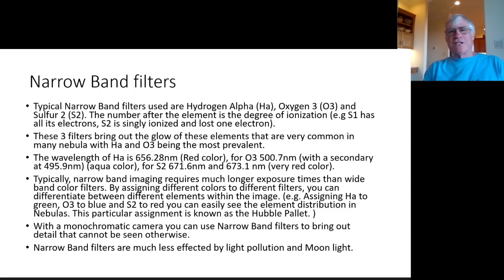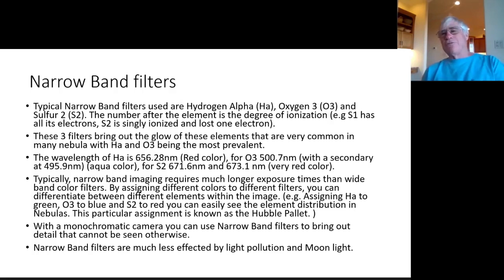And the frequencies of these things, like on the slide set, you've got 656.28 nanometers is the main frequency of the hydrogen alpha. That's a real red color. Oxygen III, there's actually a couple of bands there. One's at 500.7 nanometers, the other's at 495.9. That's kind of a blue, almost a little bit towards the green, so it's kind of an aqua color to our eyes. And then there's sulfur, which has a couple of other bands that are around 671.7 nanometers and 673.1 nanometers. And both of those are very red.